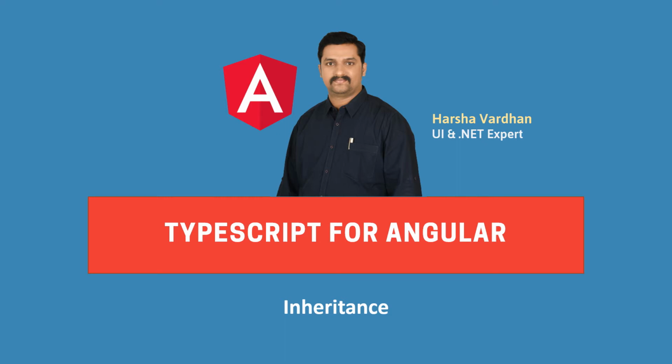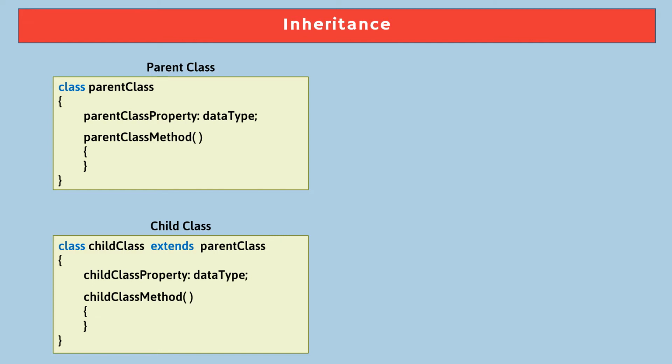Inheritance is one of the most important and common features of object-oriented programming. Inheritance is all about creating a new class by extending an existing class instead of creating a new class from scratch. The child class extends the parent class.